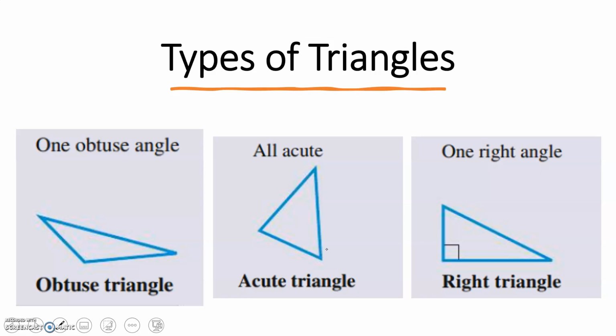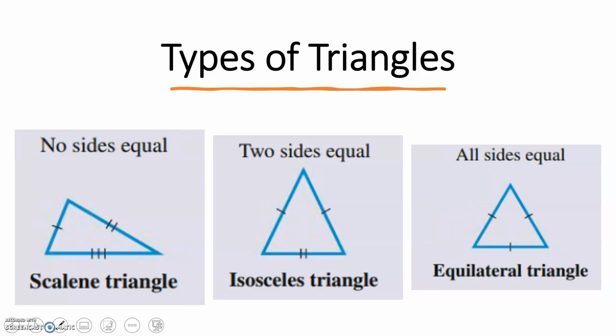Then the third type of triangle we have here is a right triangle. And a right angle is an angle that measures 90 degrees. And so this would be the 90-degree angle here. And we use this half box to denote that it is a 90-degree angle. And because there's one right angle, this will be considered a right triangle. So that's three ways you can classify triangles. Let's look at three more ways.